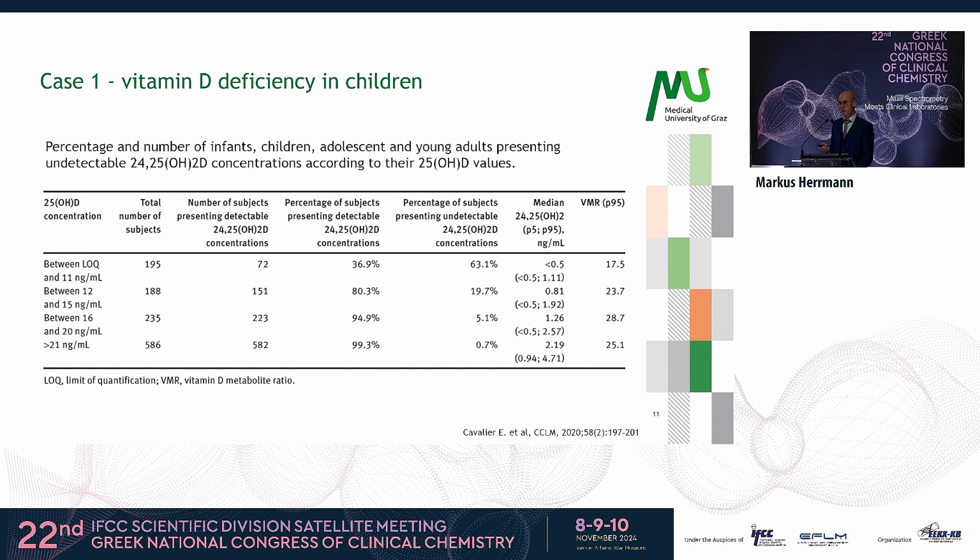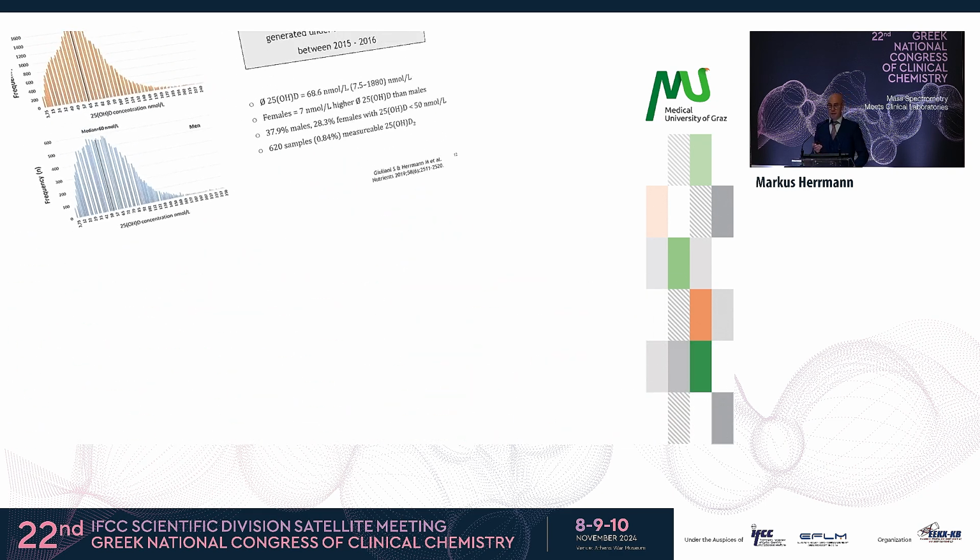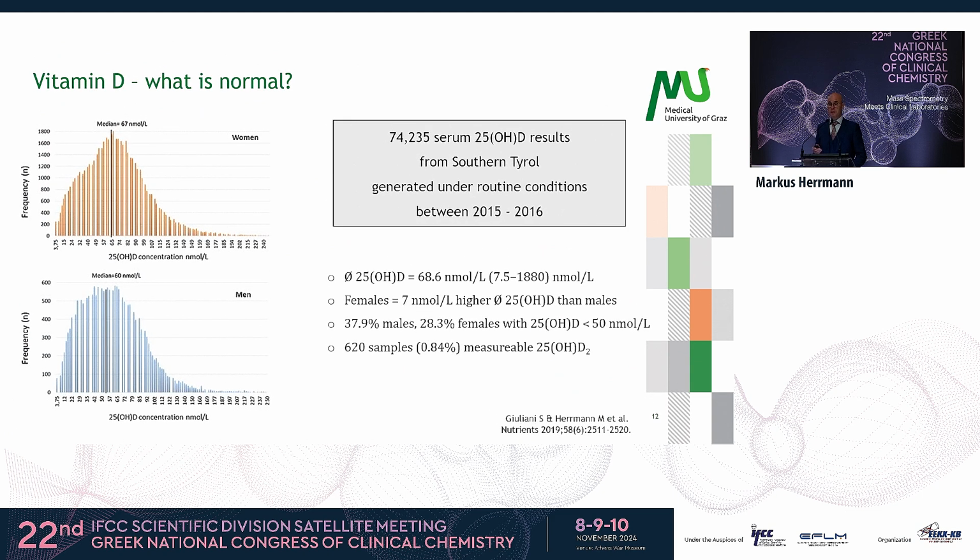And this landmark study from my good colleague and friend Etienne Cavalier from the University of Liège in 1,200 Belgian infants, children, and adolescents demonstrated a prevalence of over 50% of vitamin D deficiency in this population, and severe vitamin D deficiency was seen in 15%. So these are really alarming figures. In fact, the prevalence of vitamin D deficiency is even higher in children than in the general Central European population, where approximately 40% or a little less have vitamin D deficiency.